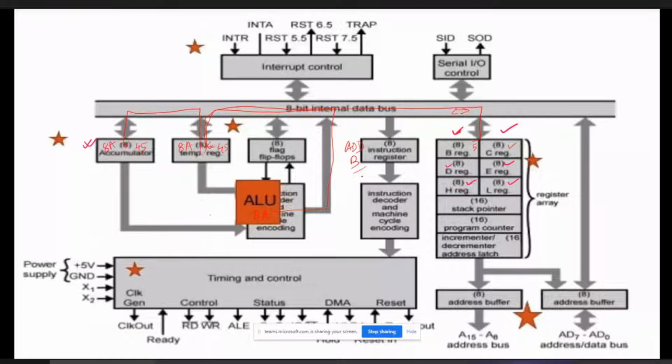Now suppose the next command is MOV B, A. If MOV B, A is the command, how will it transfer the content of the accumulator to the B register? Suppose the accumulator content is 78, and B content is say 45. So now we want to transfer the accumulator content, which is 78, to the B register. Then how will it be done?